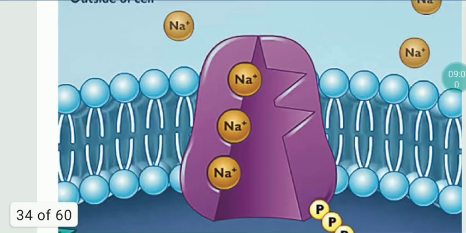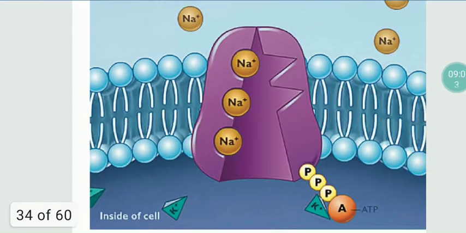This is a sodium potassium pump. On the extracellular side we have more sodium ions, and on the intracellular side we have more potassium ions. So from outside to inside it can be transported by passive transport. But what is happening? From inside, three ions of sodium are taken by this carrier protein and sent out.